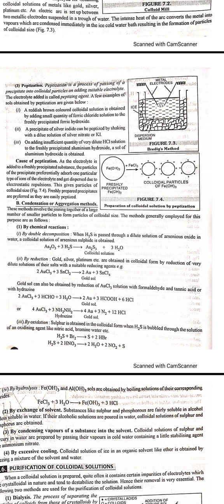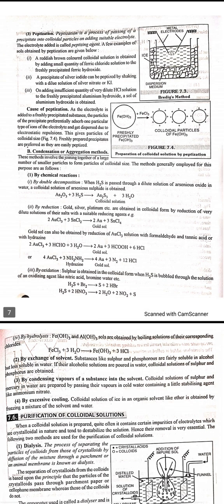Fourth one is by hydrolysis. Fe(OH)3 and Al(OH)3 sols are obtained by boiling solutions of their corresponding chlorides. FeCl3 plus 3H2O gives Fe(OH)3 plus 3HCl. Now, second, by exchange of solvent: substances like sulfur and phosphorus are fairly soluble in alcohol but less soluble in water. If their alcoholic solutions are poured in water, colloidal solutions of sulfur and phosphorus are obtained.